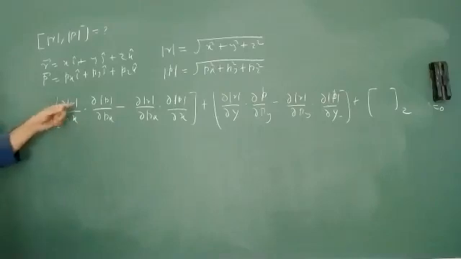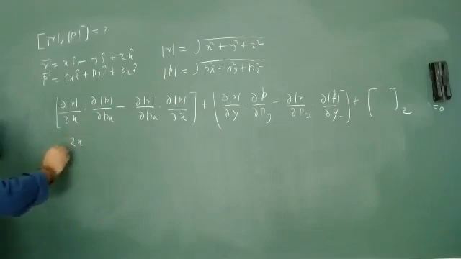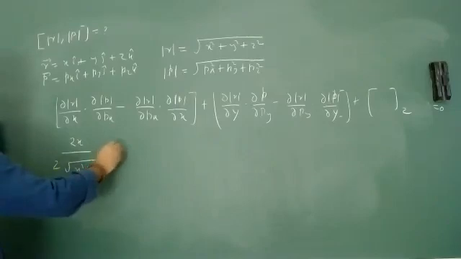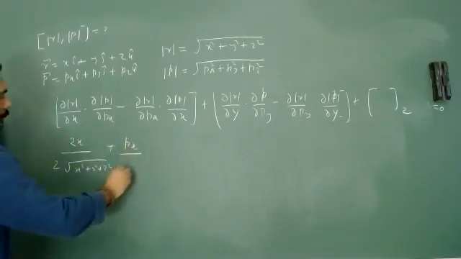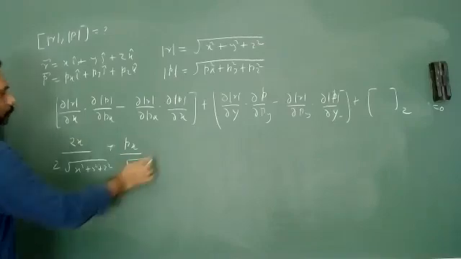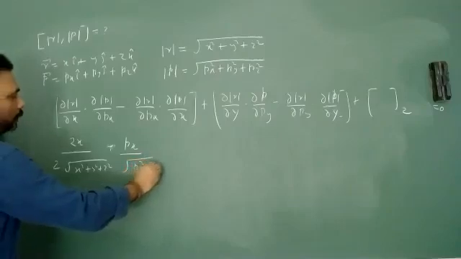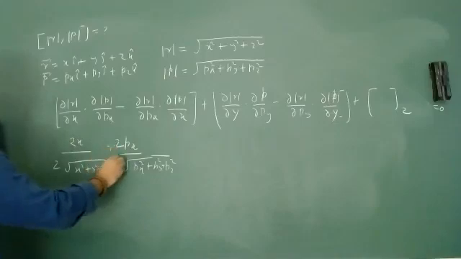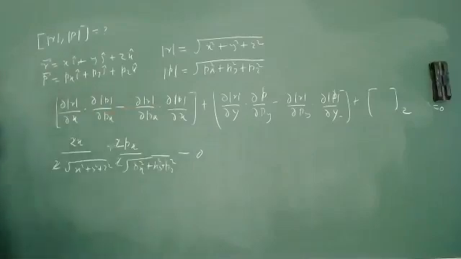So what will be del mod r upon del x? When we go for del mod r upon del x, you have 2x over 2 root under x square plus y square plus z square. Similarly we have px upon root under px square plus py square plus pz square, and the half is there, so this 2 cancels out. The second term will be 0 because it is not a function of x.